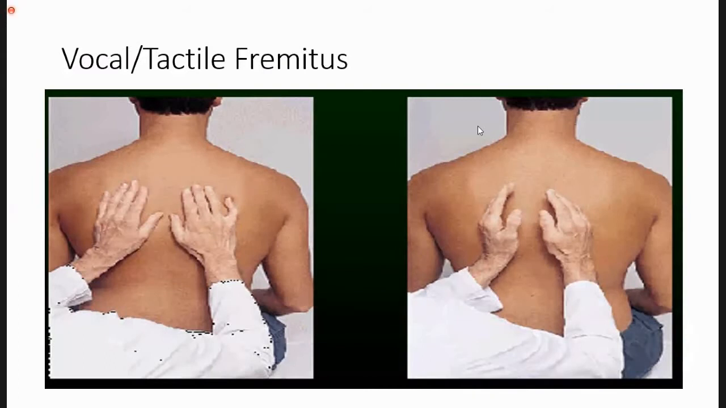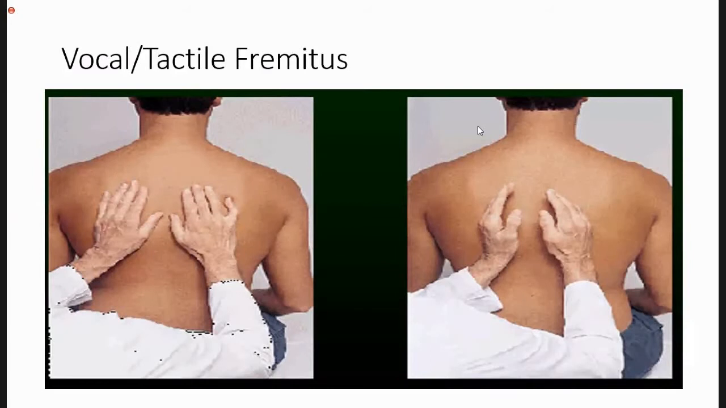But sometimes, like in cases of consolidation or cavitation or a collapse with a patent bronchus, tactile fremitus is increased. While in case of fluid or air, like pleural effusion or pneumothorax or a collapse with an obstructive bronchus, tactile fremitus is decreased.